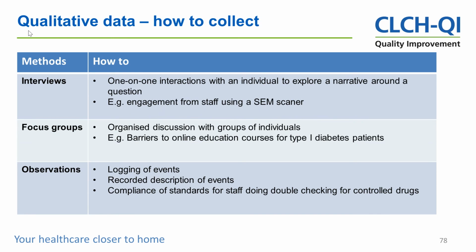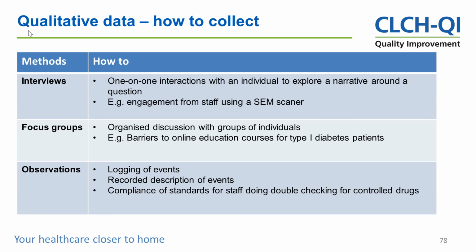Qualitative data, on the other hand, there are three different examples here. We've got interviews, focus groups and observations. So interviews are one-on-one interactions with an individual to explore a narrative around a question. So if I want to understand engagement from staff, I may use an interview technique, one-on-one, and it will have a very good narrative engagement in terms of their experiences with a particular intervention. Focus groups are organised discussions with groups of individuals. So if you want to understand groups' engagement, understanding narratives, you can create one of these. The example I've given here is barriers to online education courses for patients with type 1 diabetes.